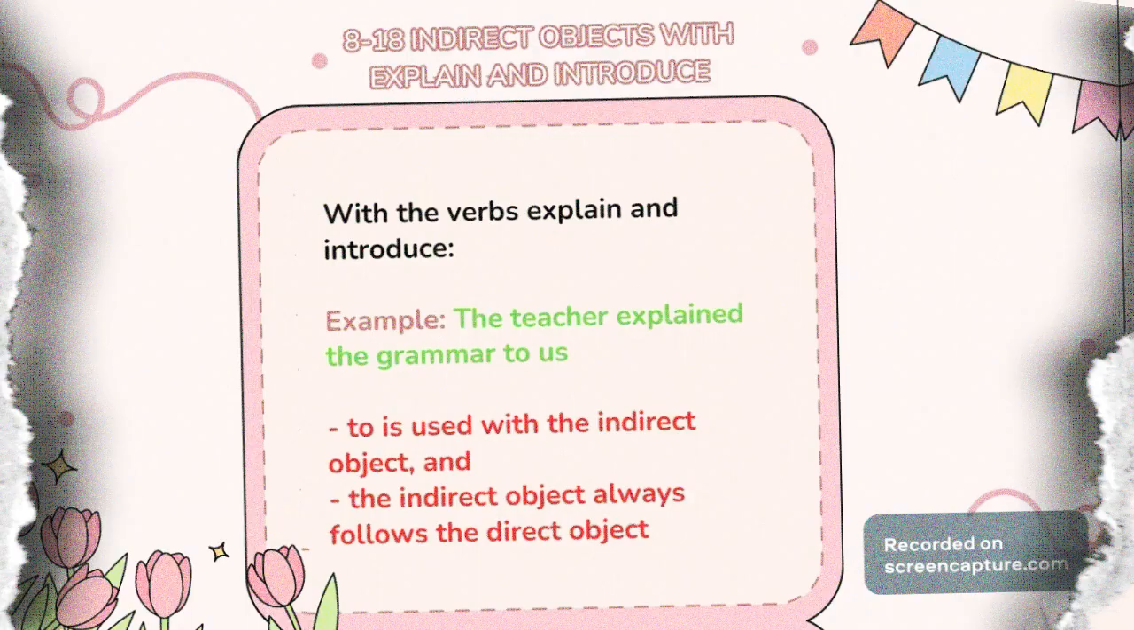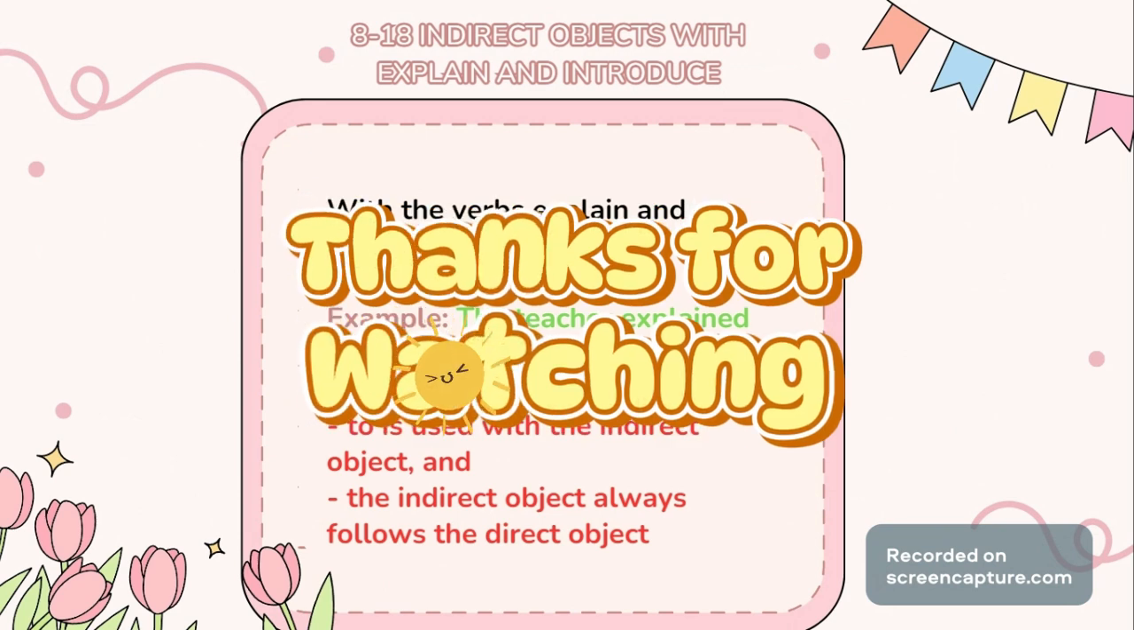With the verbs explain and introduce, example, the teacher explained the grammar to us. To is used with the indirect object, and the indirect object always follows the direct object.